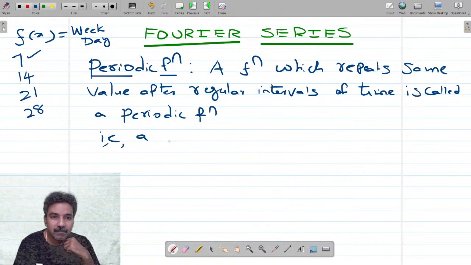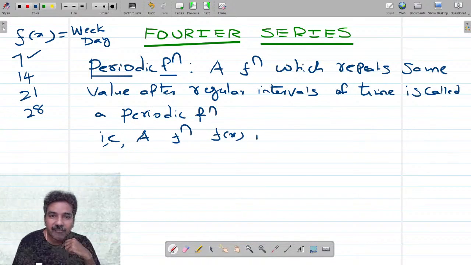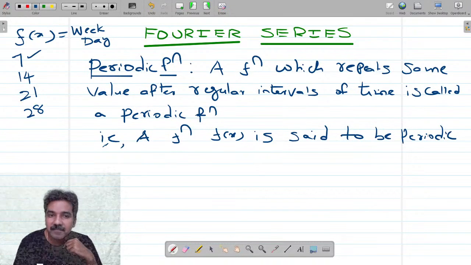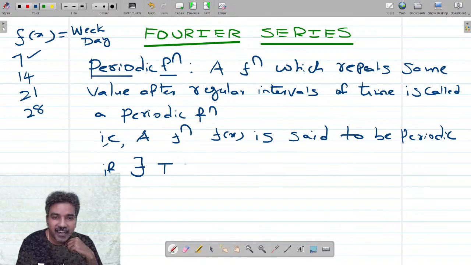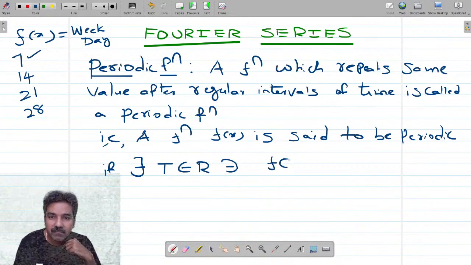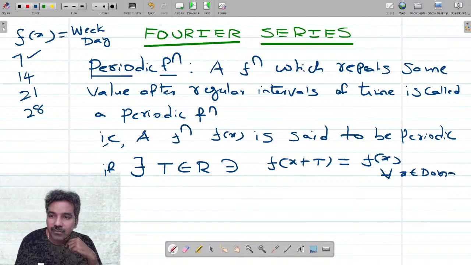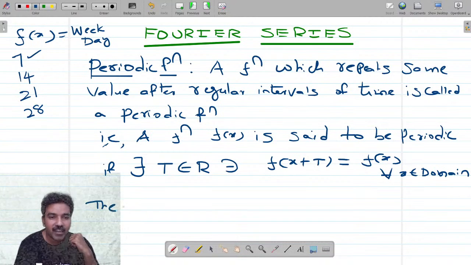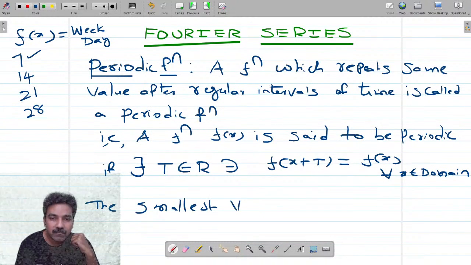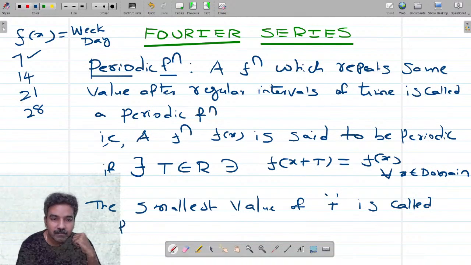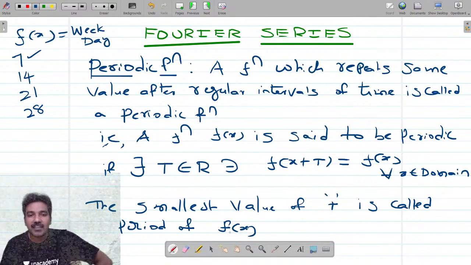A function f of x is said to be periodic if there exists a real number T such that f of x plus T equals f of x for all x belonging to the domain of this function. In this case, the smallest value of T is called the period of the function f of x. The smallest value of capital T is called the period of f of x.